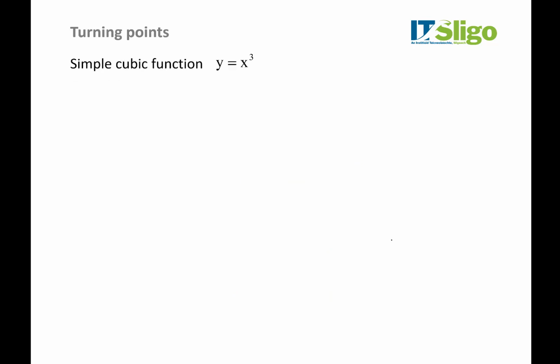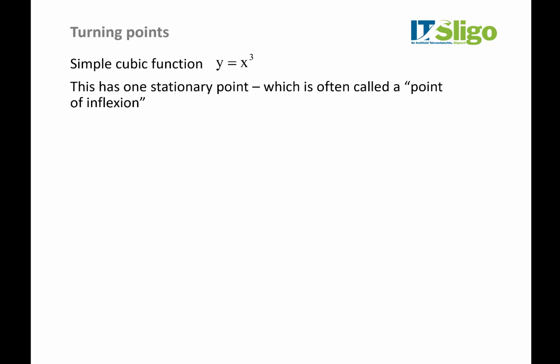Then we have a simple cubic function. This is where we just simply have an x cubed term. Now it might have a constant as well, but there's only one x term, and obviously that has to be cubed in order for it to be a cubic function. These are the type of ones we would encounter most commonly in science. And this has one stationary point. It is a turning point.